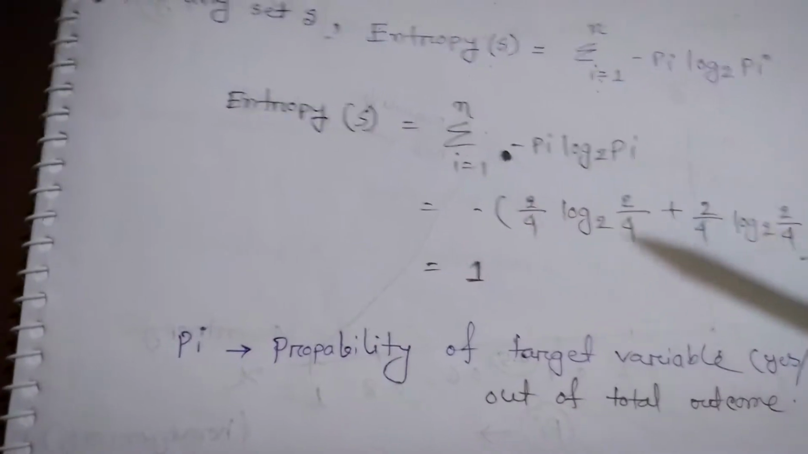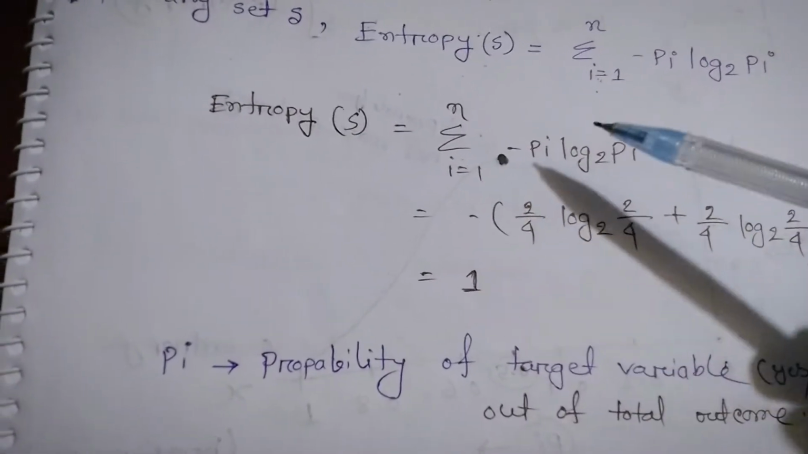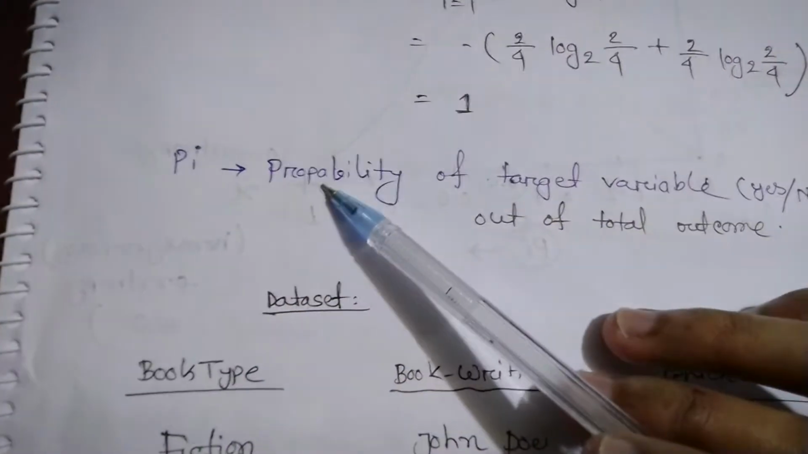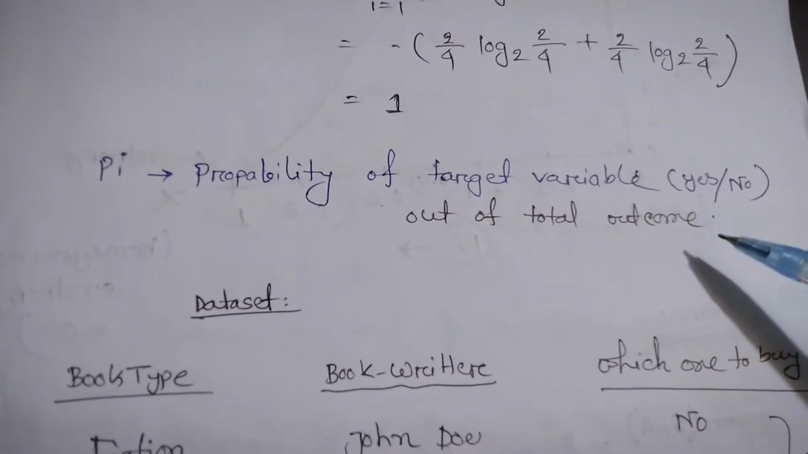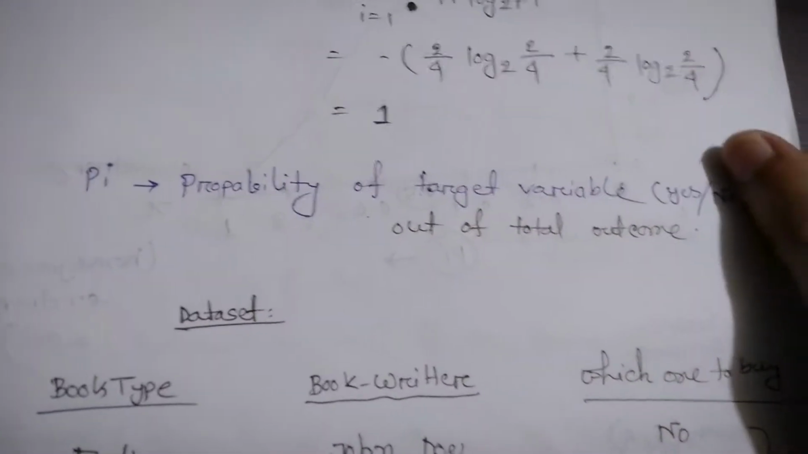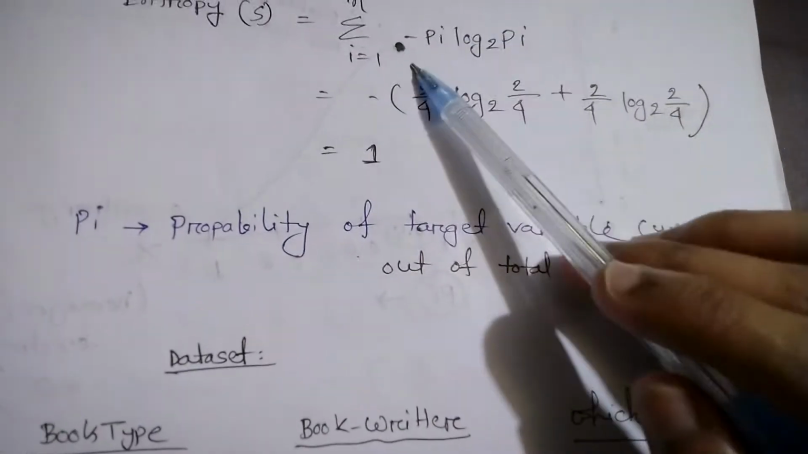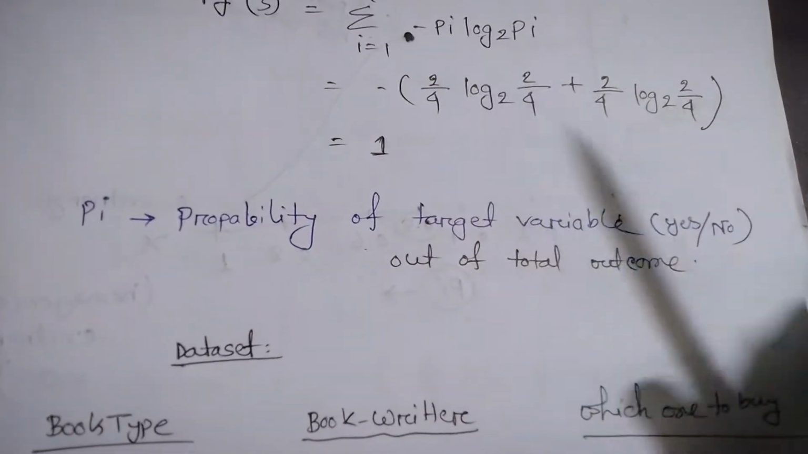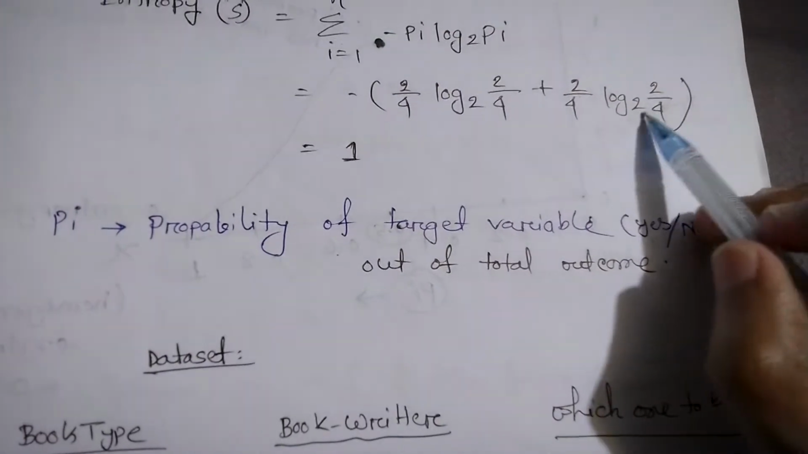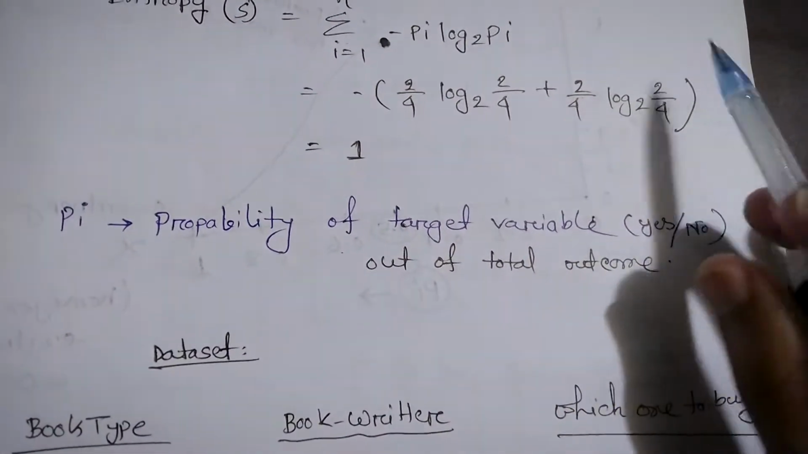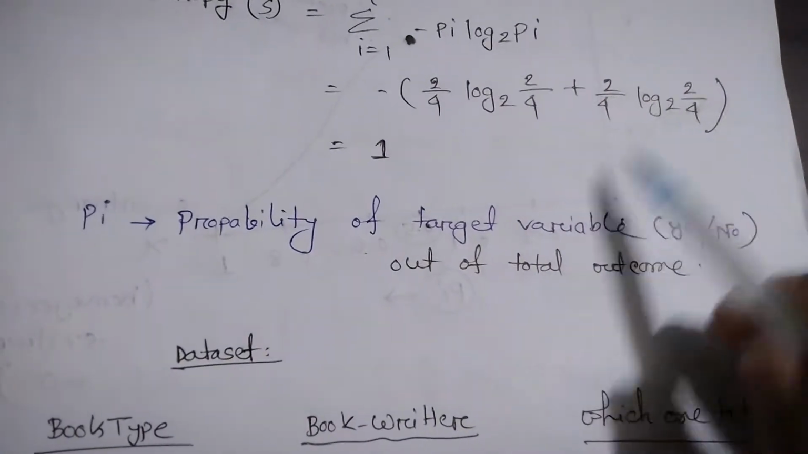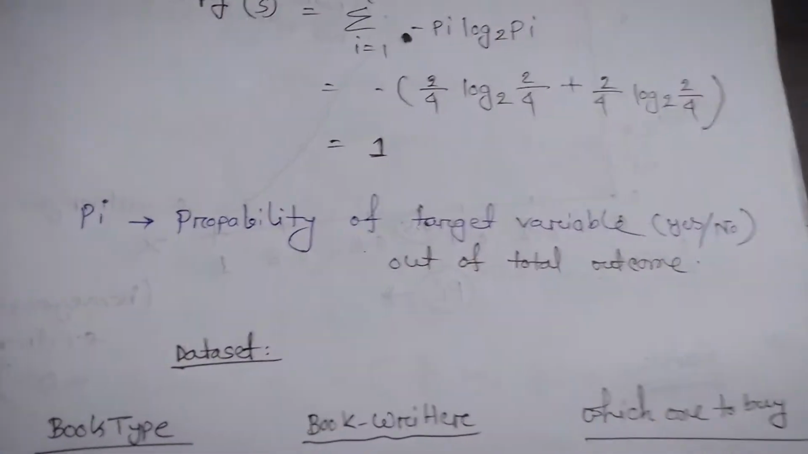Now, why should you learn to find entropy in the decision tree algorithm? pi is equal to the probability of the target variable. It can be yes for the first one, and no for this one. Probability of yes plus probability of no, out of the total outcome. So this means the probability.